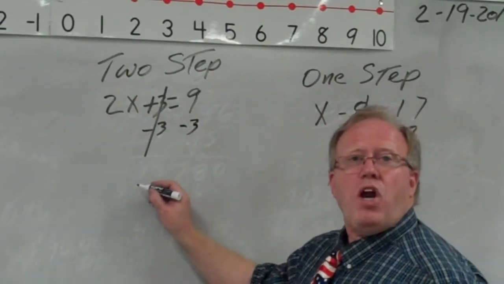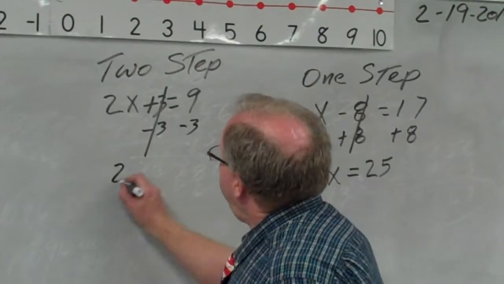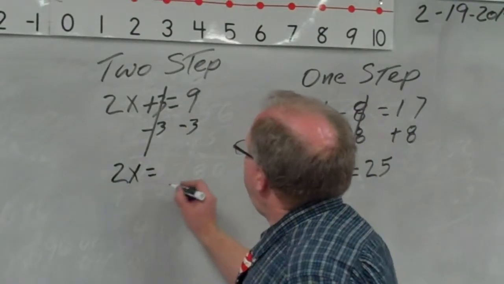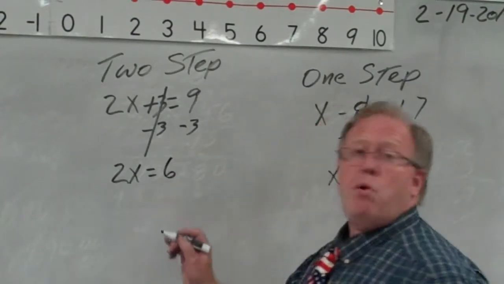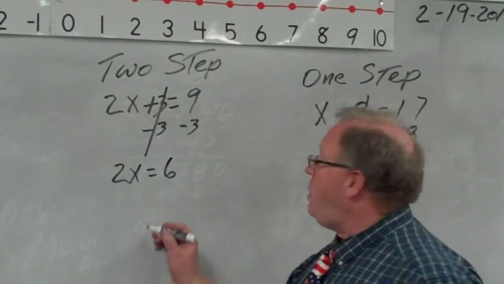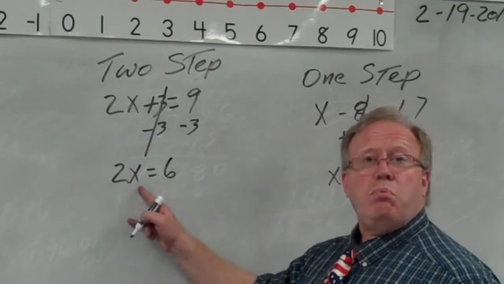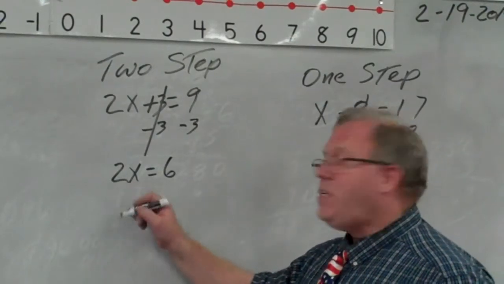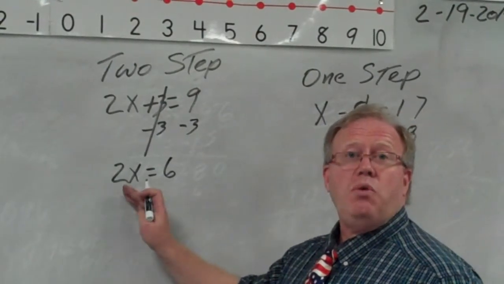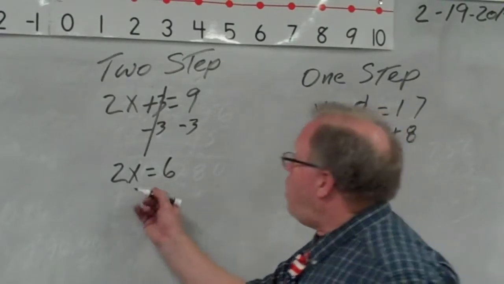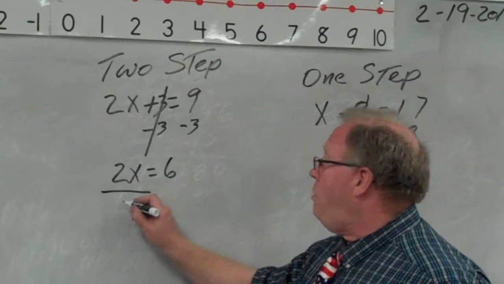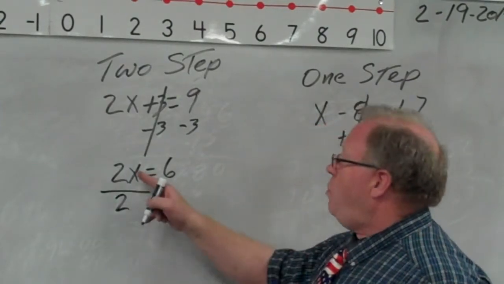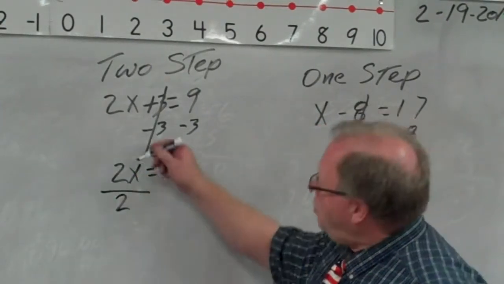And we're going to rewrite our problem. 2x equals 9 minus 3 is 6. Okay, but we're not done. We have one more step to go. Notice we have a multiplication problem here, 2x, or anytime we have a number next to a variable, it's a multiplication problem. So we're going to use the inverse operation in order to solve that, which would be divide. And so we've got a 2 there, so we're going to divide by 2.